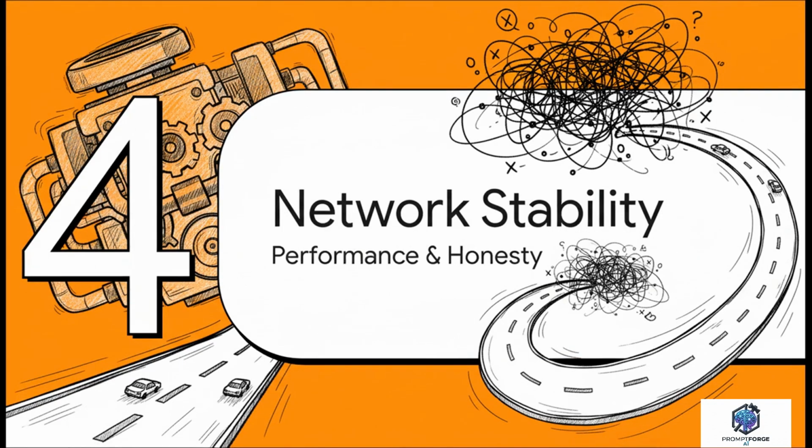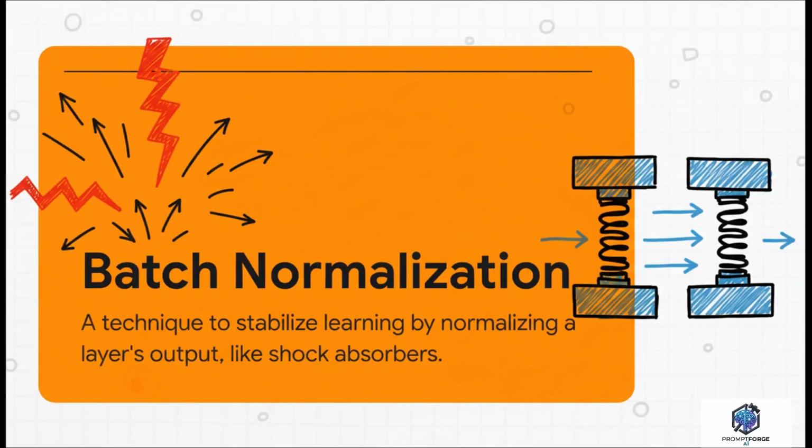But, if you put a huge engine in a car with no suspension or steering control, you're going to crash. For a neural network, that crash is called overfitting, where it just memorizes the data instead of actually learning. So, we need to install some stability controls. The first control system is called batch normalization.